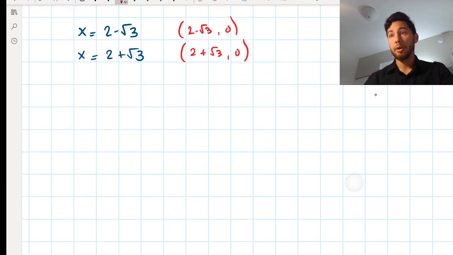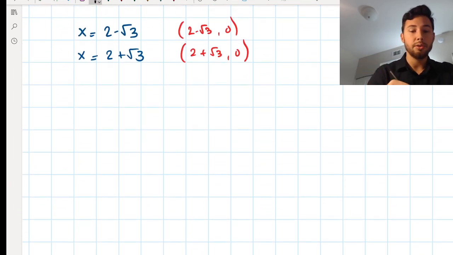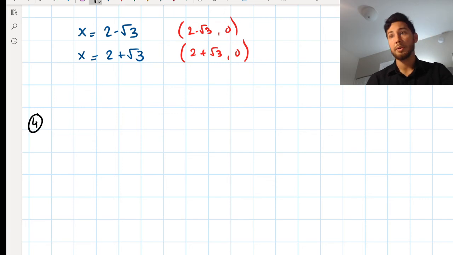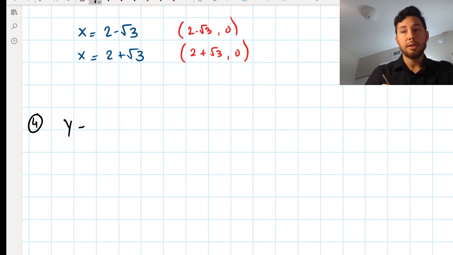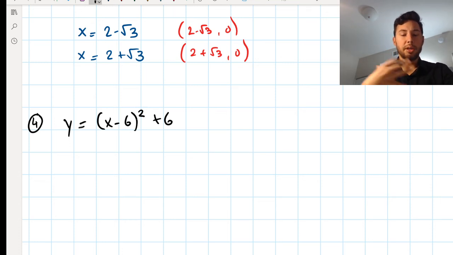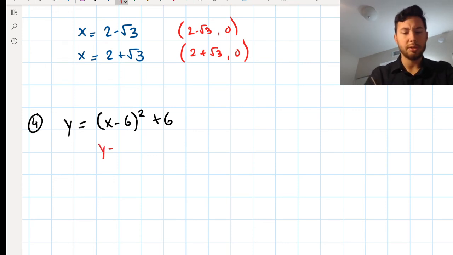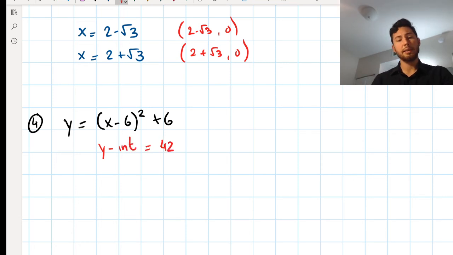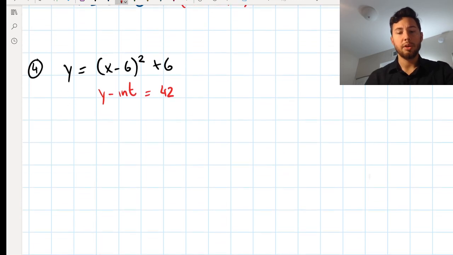For number 4, which is another one that you guys have been asking questions about, now I have y is equal to x minus 6 squared plus 6. Again, I'm going to skip the y-intercept. You're just going to plug it in. You're going to solve for it. I believe the answer for this one is 42. So the y-intercept here should be 42. And we'll skip right to the x-intercept.